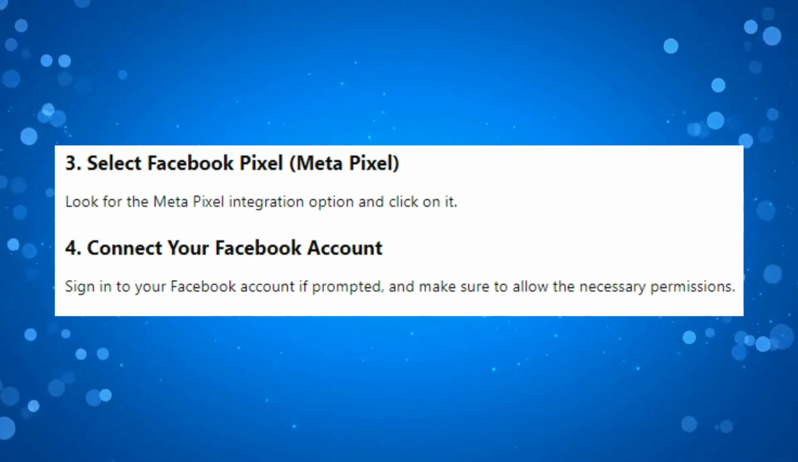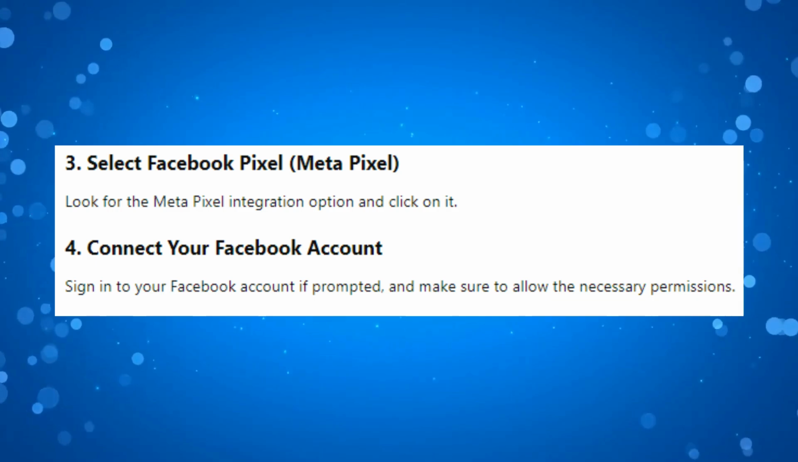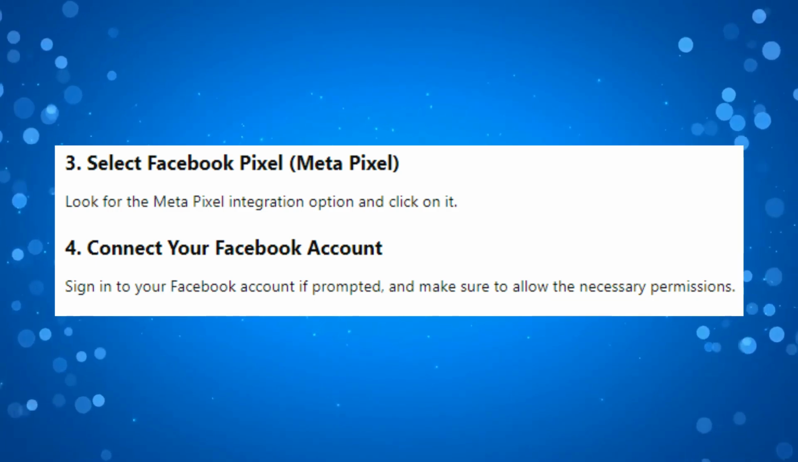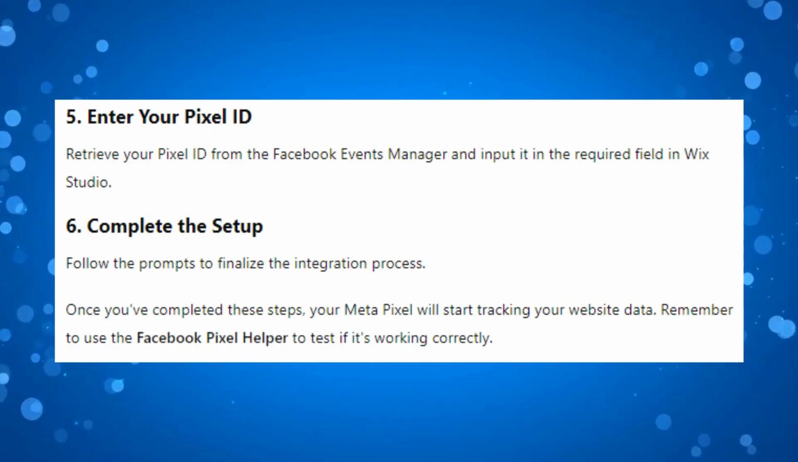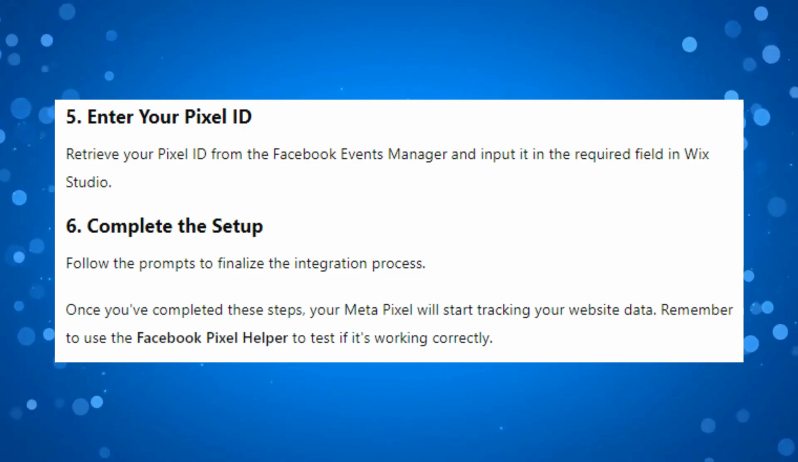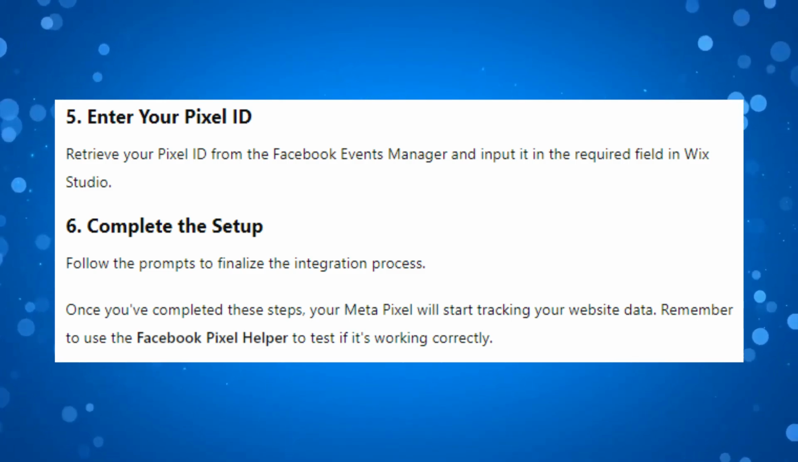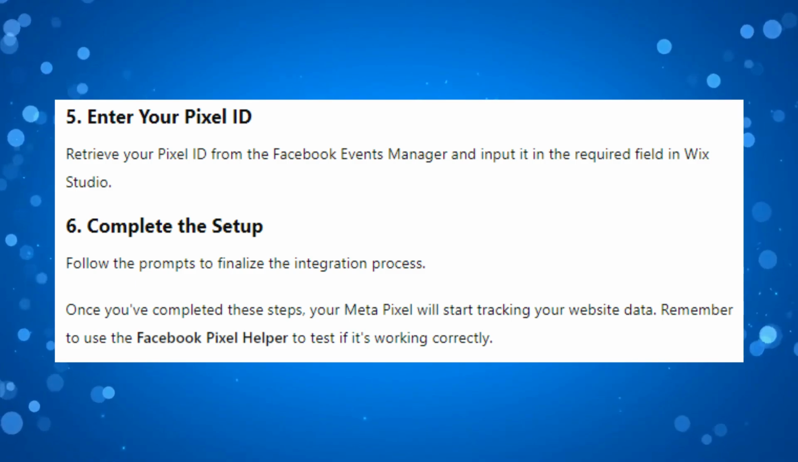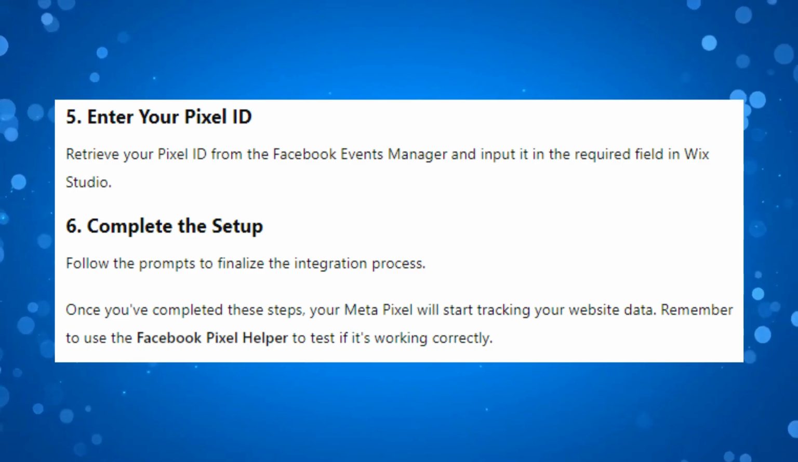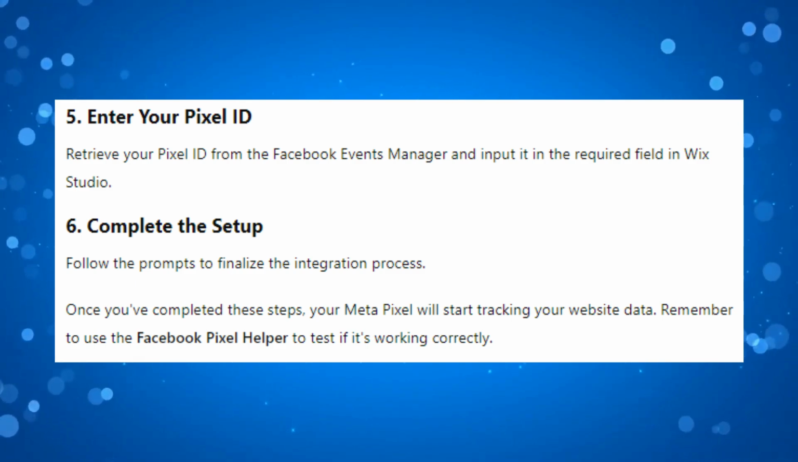Then what you need to do is sign into your Facebook account if it does prompt you to do so, and make sure to allow the necessary permissions. What you can then do is retrieve your Pixel ID from the Facebook Events Manager and input it into the required field in Wix Studio. Once you've done that, what you need to do is follow the on-screen prompts to finalize the integration process.